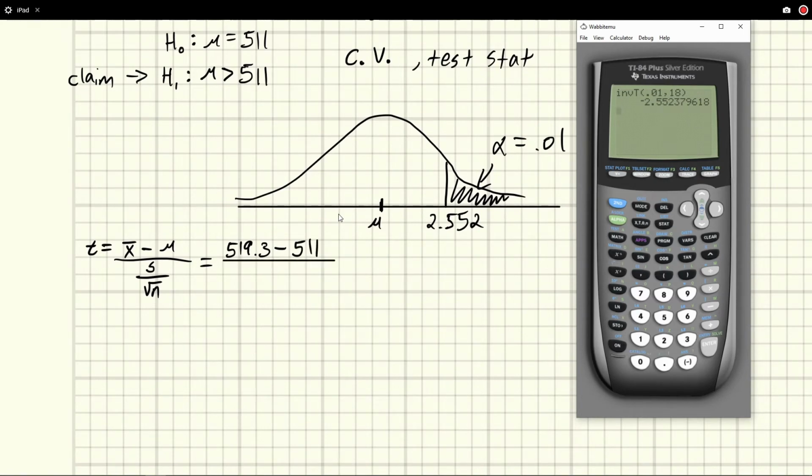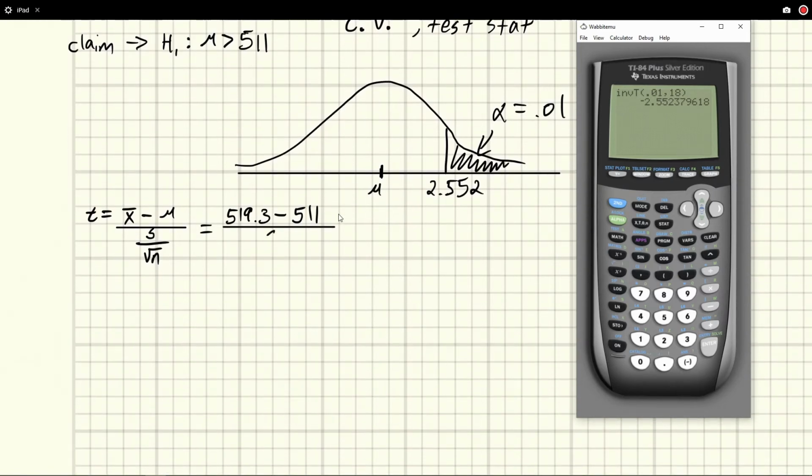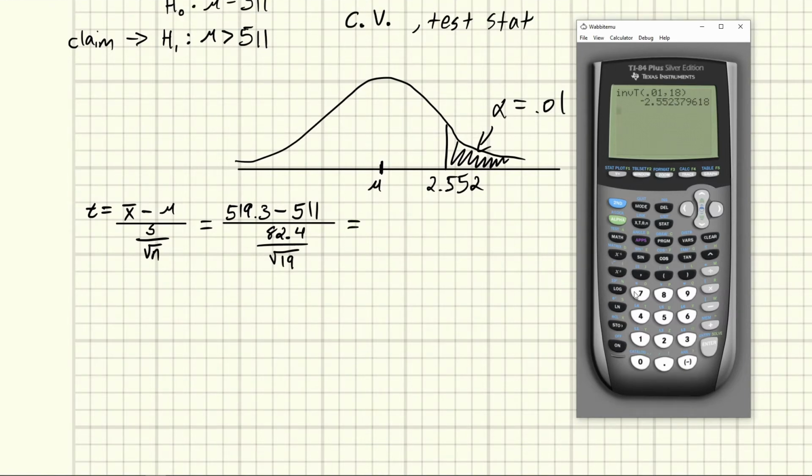And then we're going to divide. In fact, I'll make this look a little nicer too. Look at that straight line. We're going to divide by the sample standard deviation. That is 82.4. 82.4 divided by the square root of n, which our n was 19. So we plug that in, and we're going to get a number out. Now this is of course using the formula. We'll do it using the calculator here in just a sec.